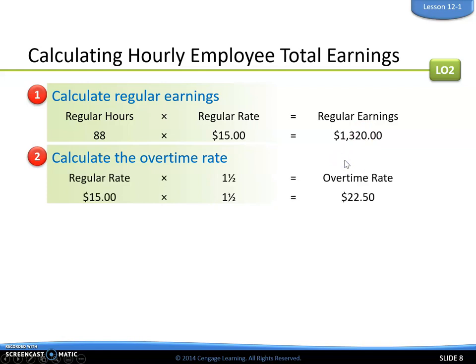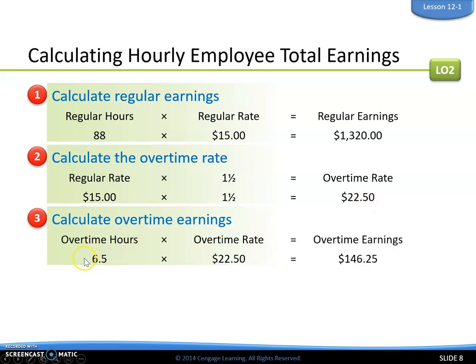Now what we need to do before we calculate our overtime earnings is calculate the overtime rate. And so here we see the regular rate is 15. Overtime rate is going to be at least time and a half. Some businesses will do different. Some businesses will pay double for overtime. It really just depends. So on this one, the regular rate is 15. We're going to multiply that times that time and a half to figure out our overtime rate. So our overtime rate is $22.50.